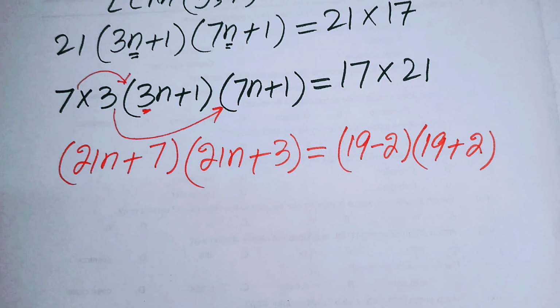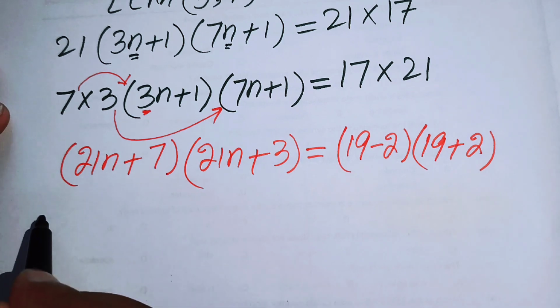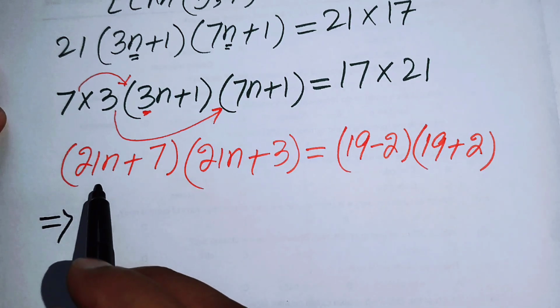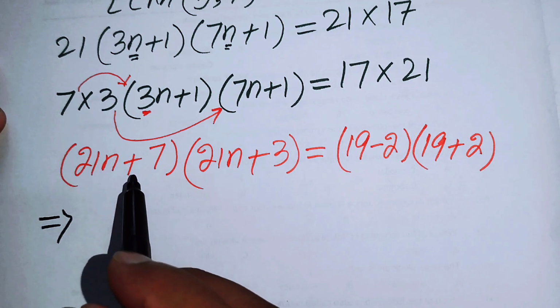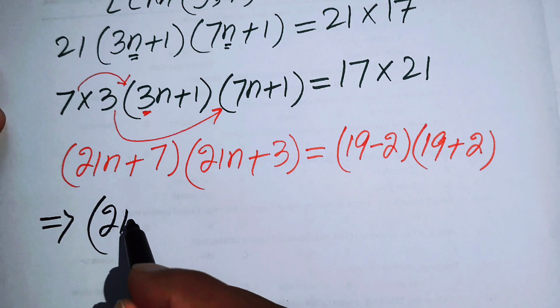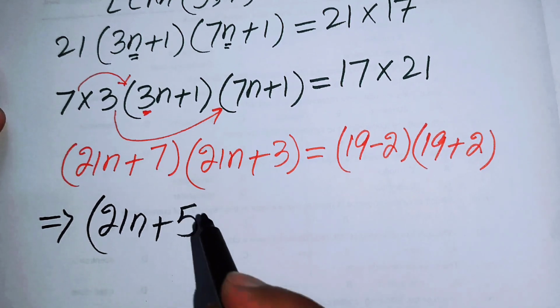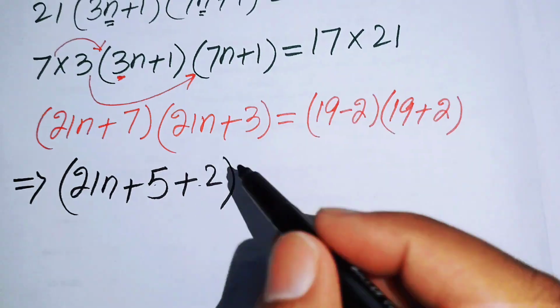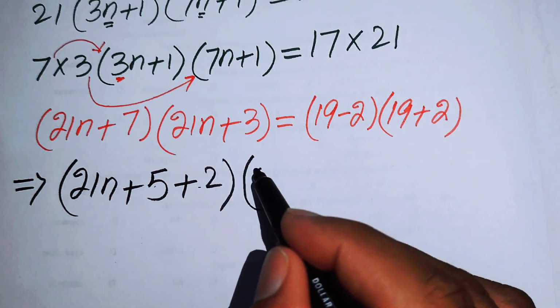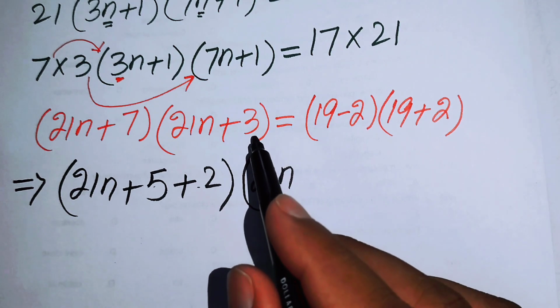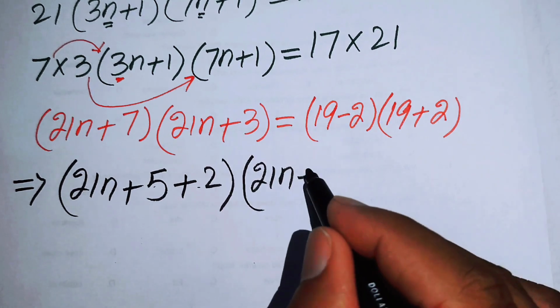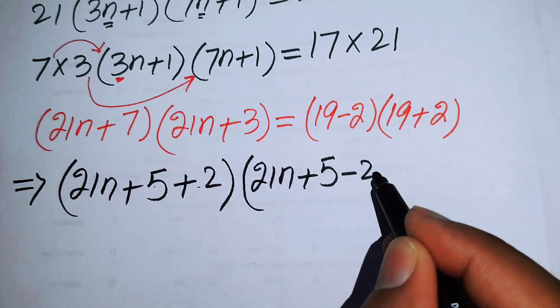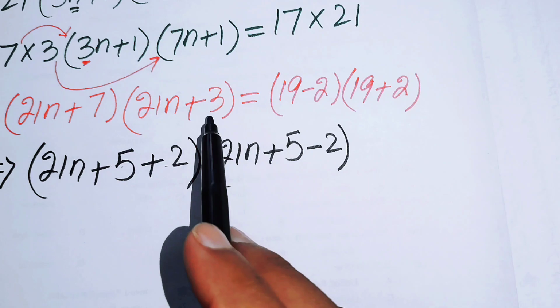And now you can focus on both of the sides. In the first factor we have 21n plus 7, and here you can write this 7 as 5 plus 2, so 21n + 5 + 2, because 5 plus 2 is equal to 7. Similarly here you have 21n plus 3, and we can write it as 5 minus 2, because 5 minus 2 is 3.